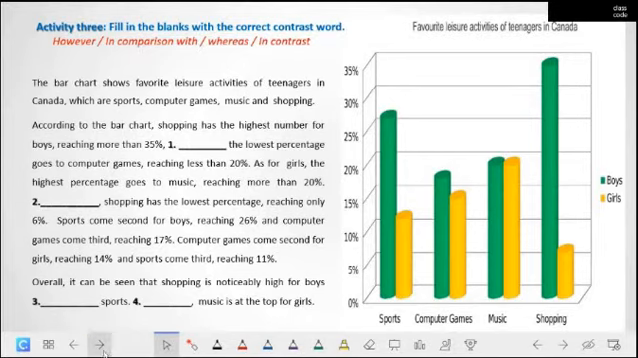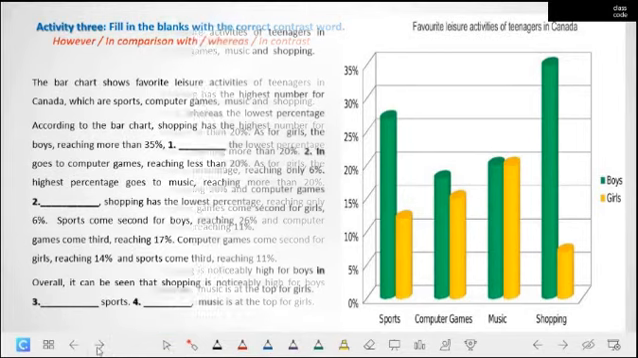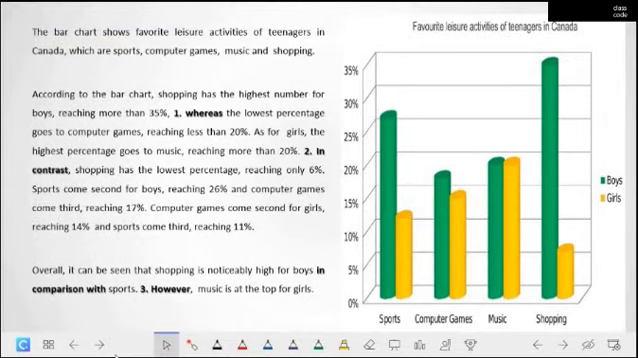Okay, let me show you. So number one, we are using whereas because it is preceded by a comma. So there is a comma before whereas. So the only possible answer here is whereas. You can use however, but for today's lesson, we will be using however at the beginning of a sentence. All right. Okay. So number one is whereas.